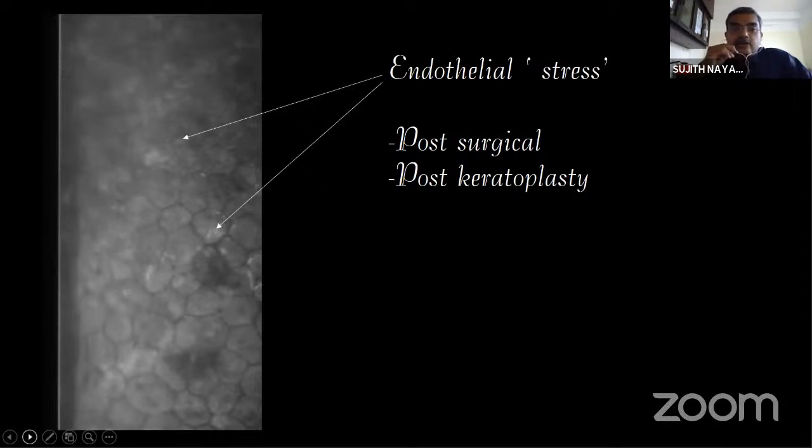And another important finding, again, you can see some white patches inside the cell and at the various aspects. These are called the endothelial stress signs. These are the white deposits which are seen on the surface of the endothelium. We can see them in post-contact lens usage, post-surgical and post-keratoplasty cases.